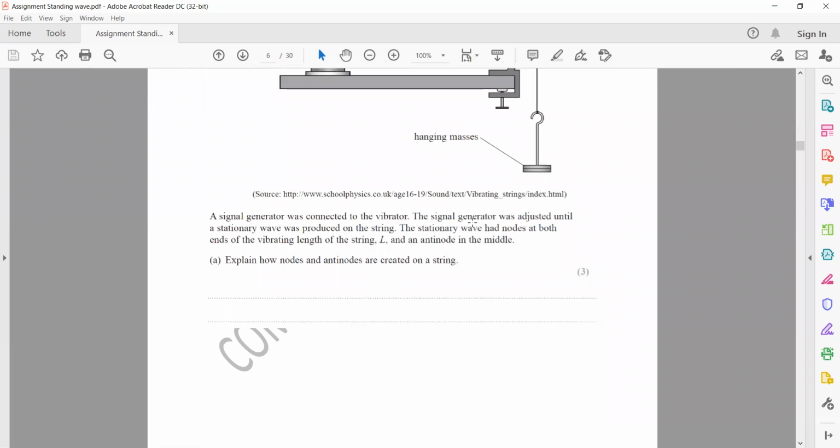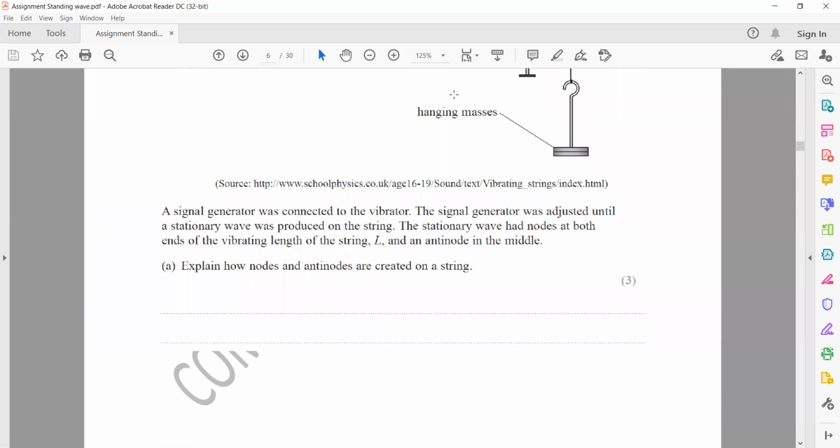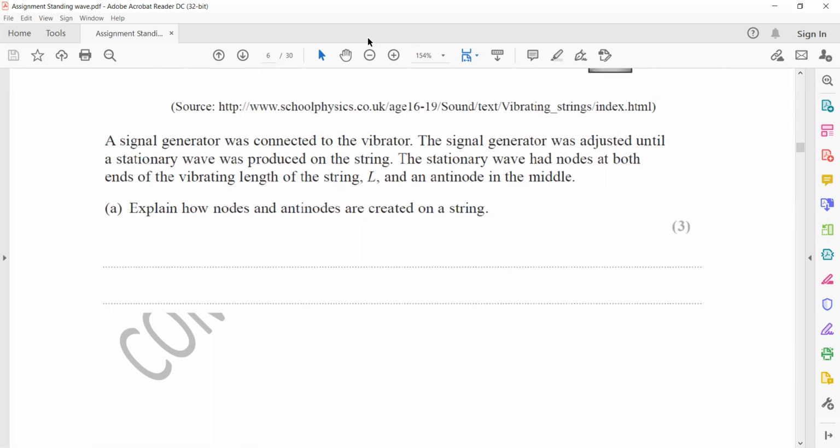A signal generator was connected to the vibrator. The signal generator was adjusted until the standing wave was produced. The standing wave had nodes at both ends. The length of the string is L and there is an antinode in the middle. Explain how nodes and antinodes are created. So basically, you have to explain the idea of formation of nodes and antinodes, or explain the idea of interference.